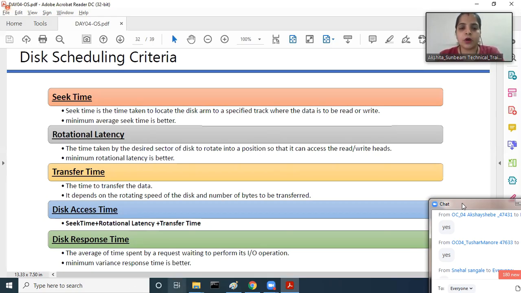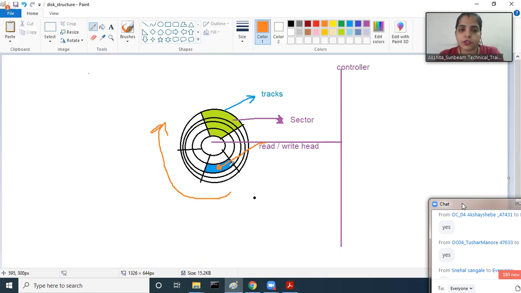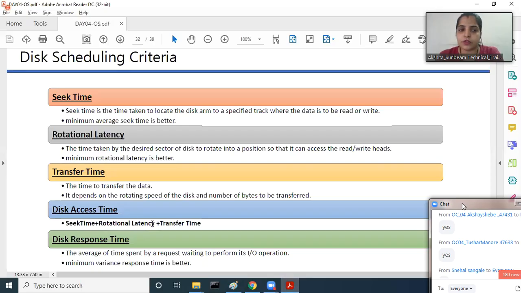Transfer time means what? Suppose I wish to write the data into this. Maybe it took 5 milliseconds. That is the transfer time. The time taken to transfer the data is completely based on the rotating speed of the disk and the number of bytes to be transferred. If I have more data to read or write, then obviously it will take more time. So what is the disk access time? It is seek time plus rotational latency plus transfer time.